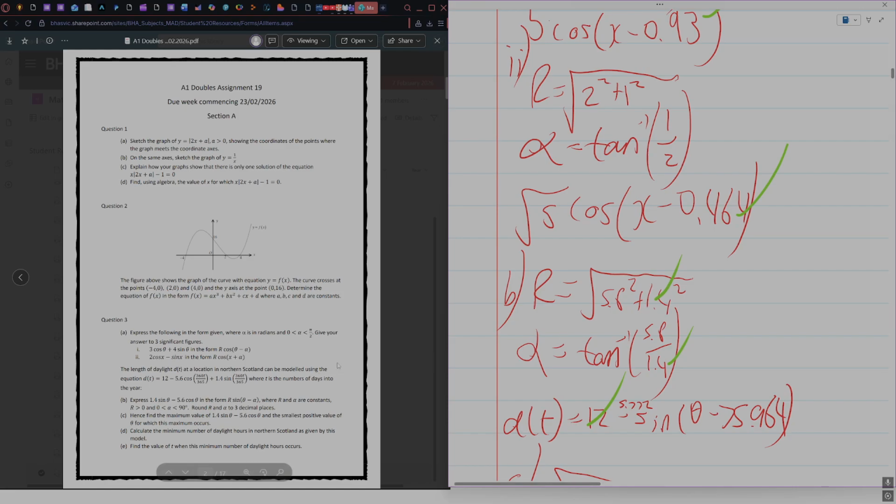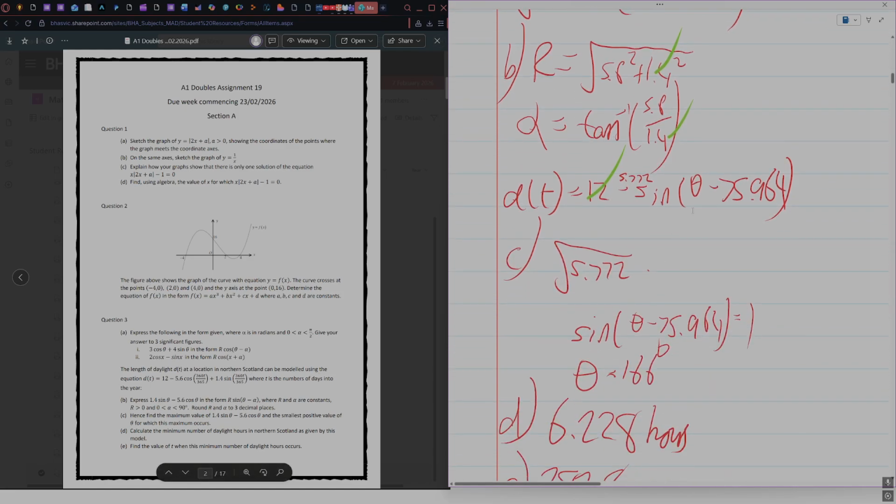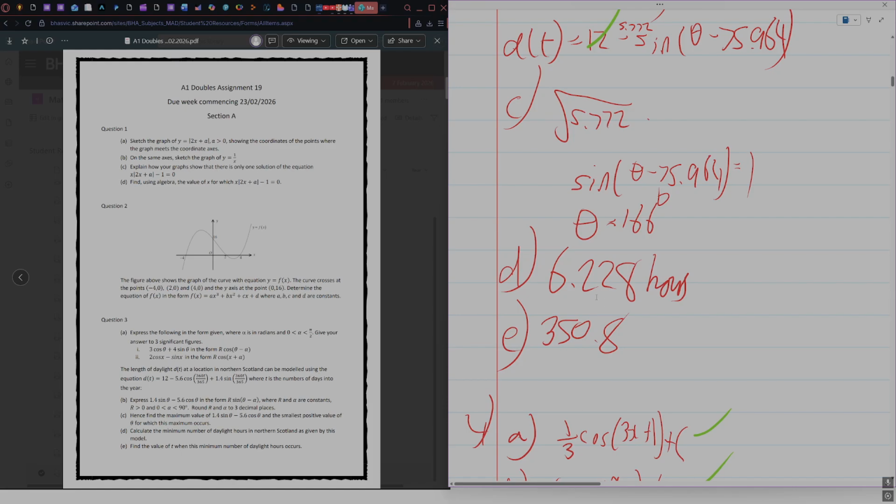Then for this question, you have to do another R alpha, and then you just have to say that the maximum value of that is going to be when this is 1. There's supposed to be a root on that. I don't know why there isn't. So when sine of theta minus 75.964 is 1, which is the greatest value of it, that's just going to become the coefficient, which is root 5.772. The value of theta where it occurs is just when sine of the thing equals 1, so you solve.